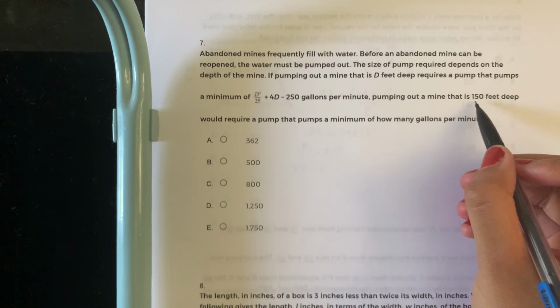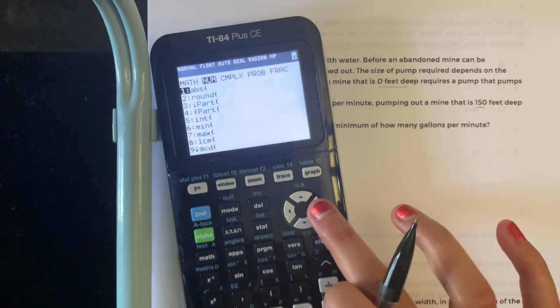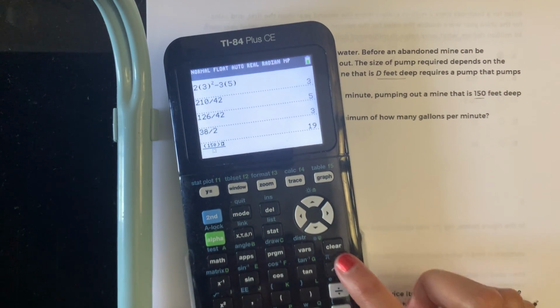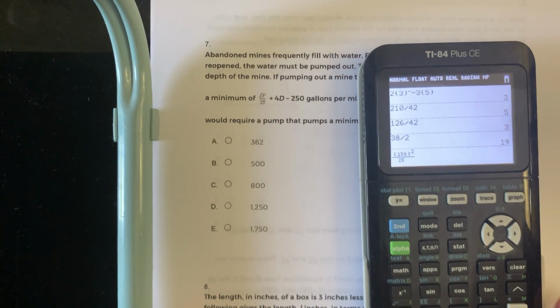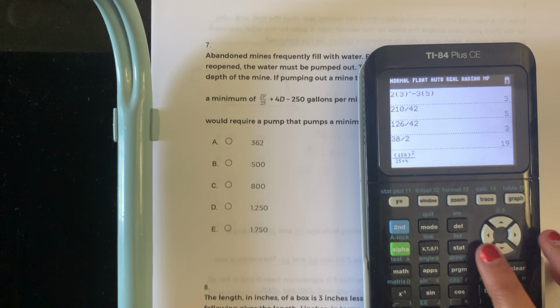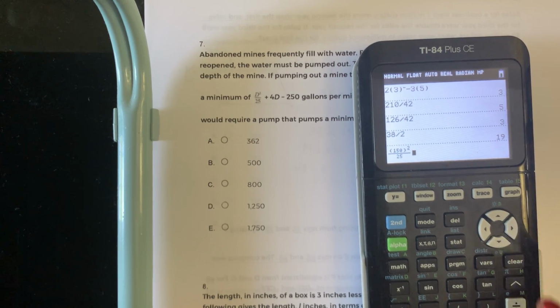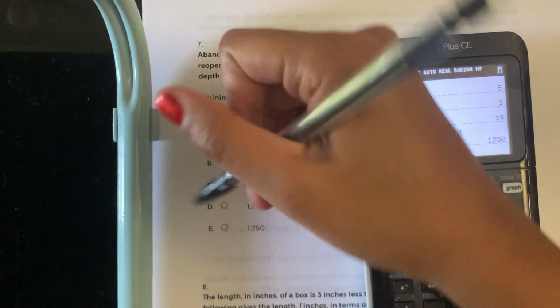So we're gonna plug 150 in for d, because it's d feet deep, into this equation and see what we get. So we're gonna do d squared, so 150 squared divided by 25 plus 4, oh no, let me start over. 25 plus 4 times 150 minus 250, so that gives us 1250, and that's D.